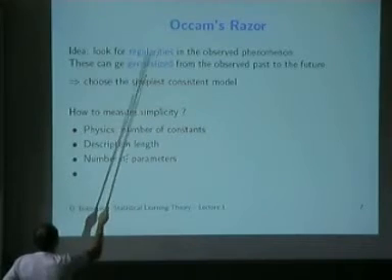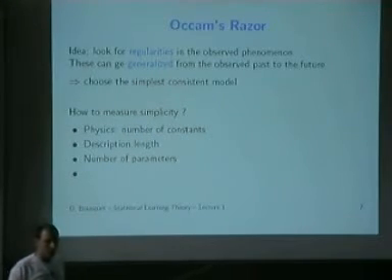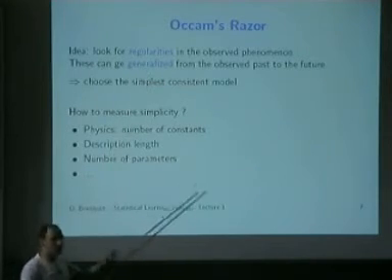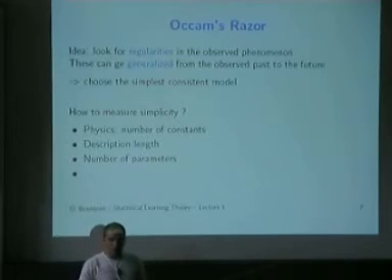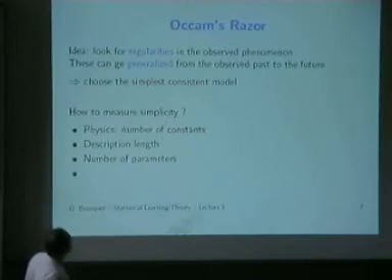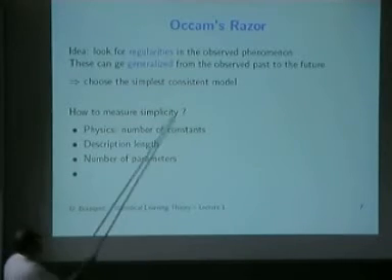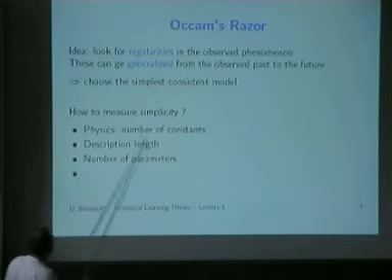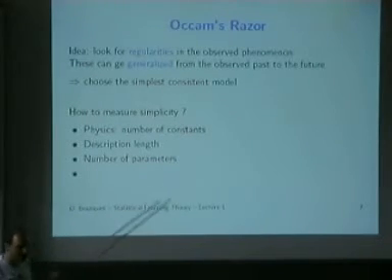And once you have found these regularities, the nice thing is that they may allow you to generalize. Because if you compress or if you extract some relevant information, some pattern from your data, then it's likely that this pattern will hold in the future. So the guideline is to choose the simplest model that is consistent with your data, or consistent up to a certain level if you allow some error. And it immediately raises the question of how to measure this complexity or simplicity.